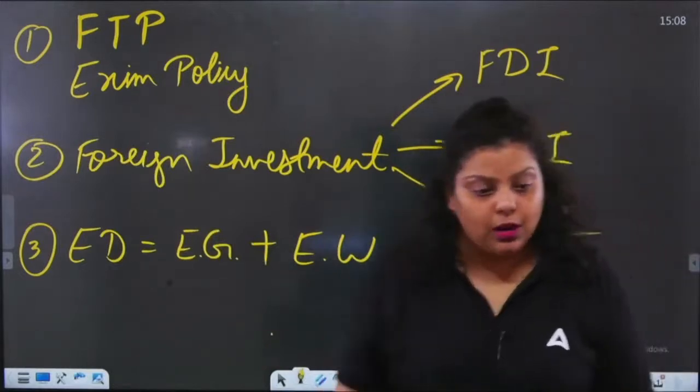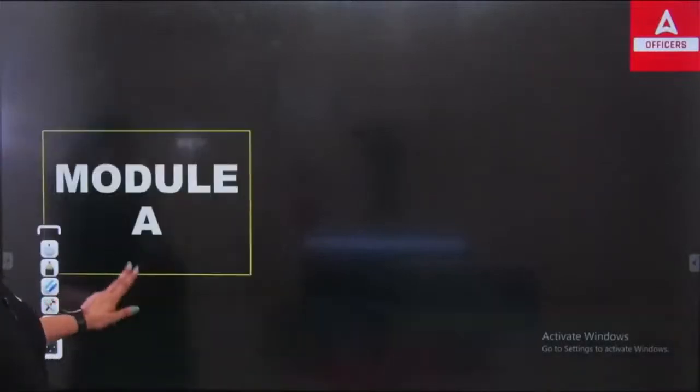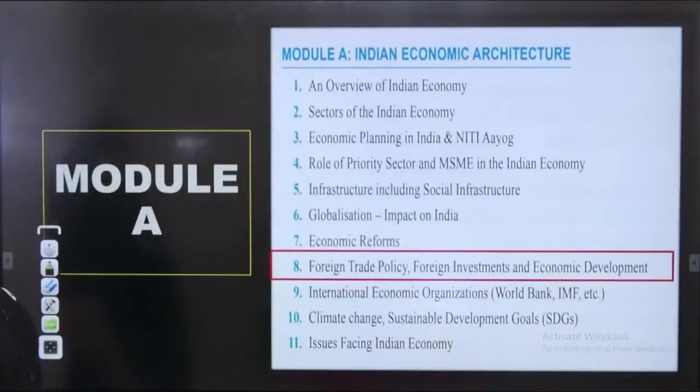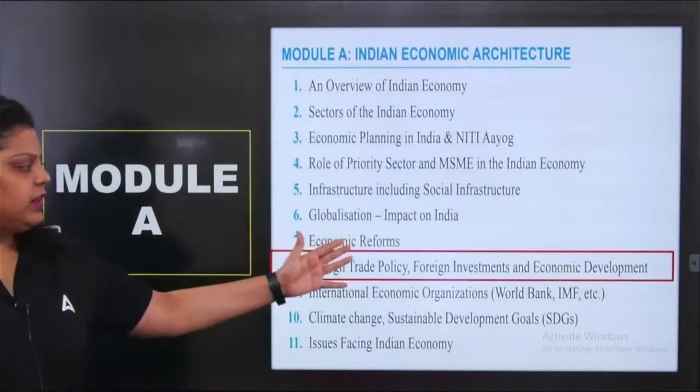This is known as what? Economic development. So these are the three terminologies that have been defined under Unit 8 of Indian Economy and Indian Financial System: foreign trade policy, foreign investment, and economic development.